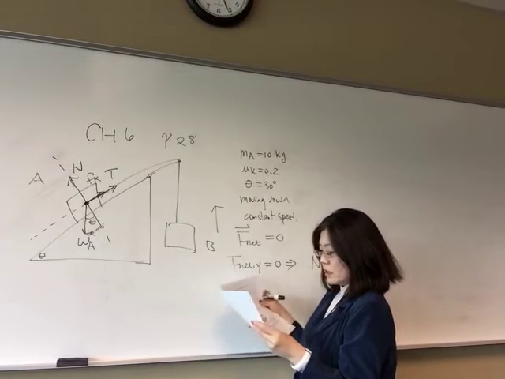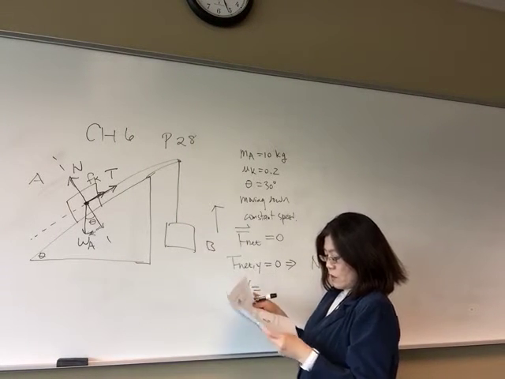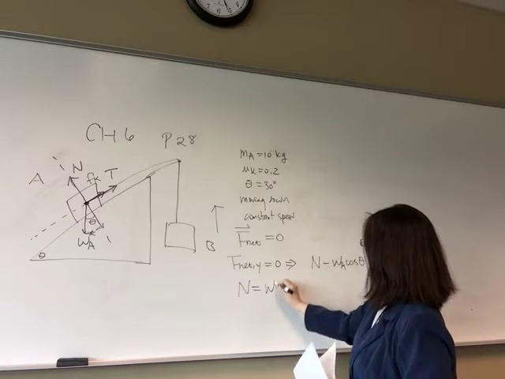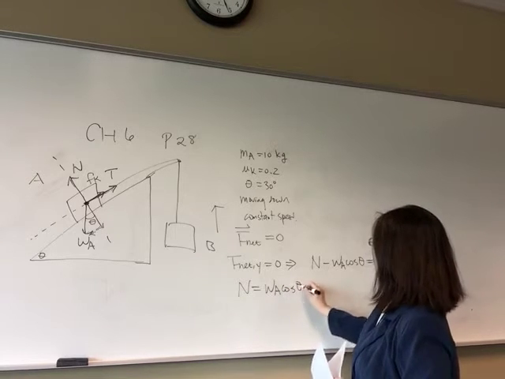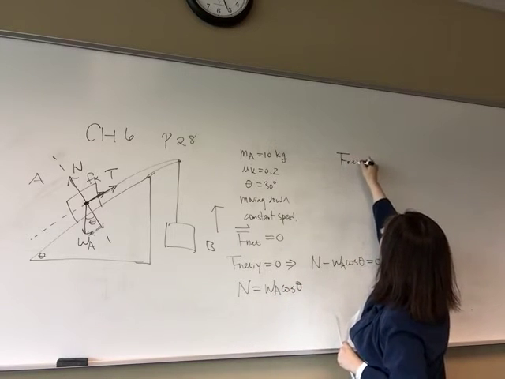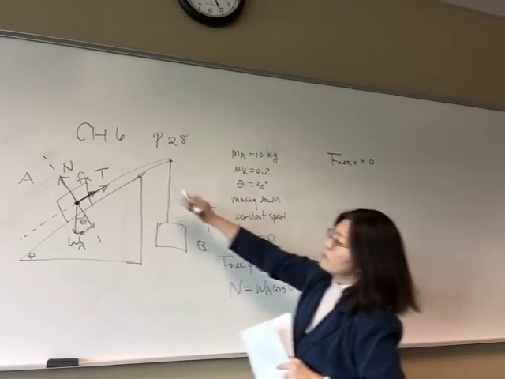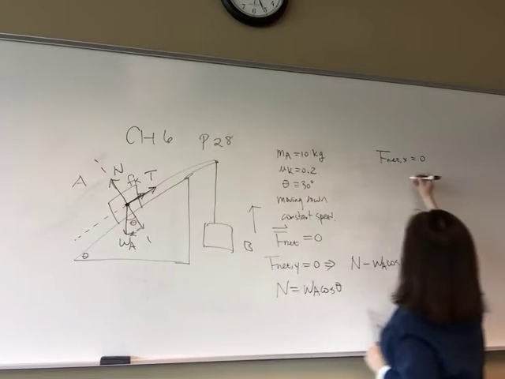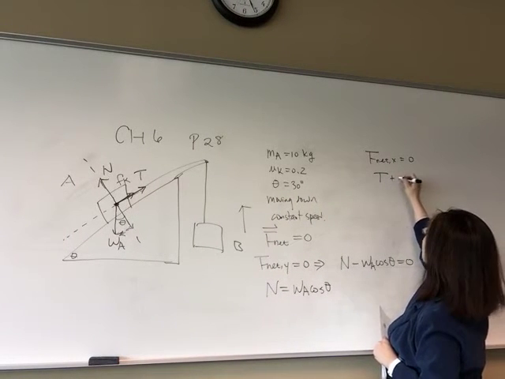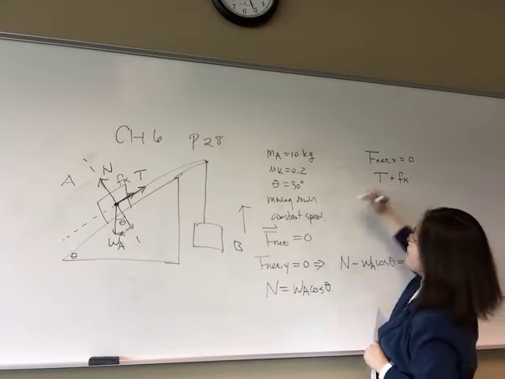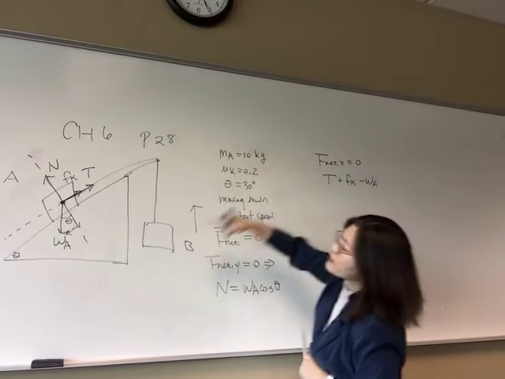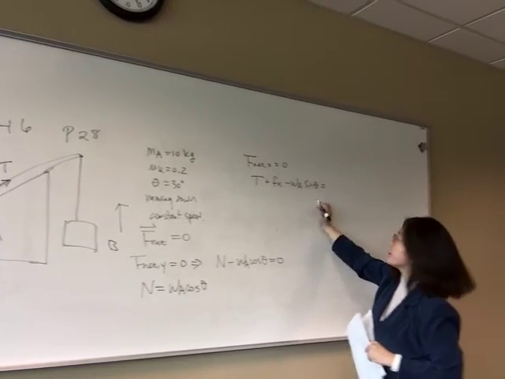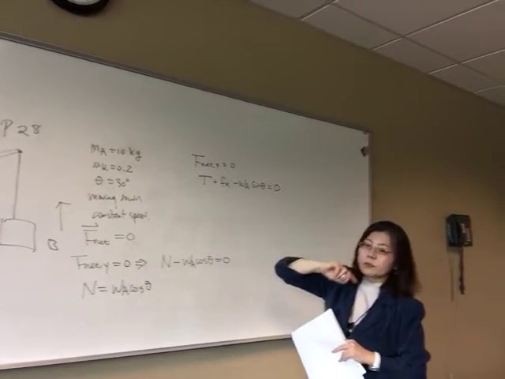So your normal force is WA cosine theta. Now let's look at the net force along the incline. It has to be 0 because the net force is 0. So you have tension plus the frictional force minus WA sine theta, set equal to MA. Now it's equal to 0 because it's moving at a constant speed.